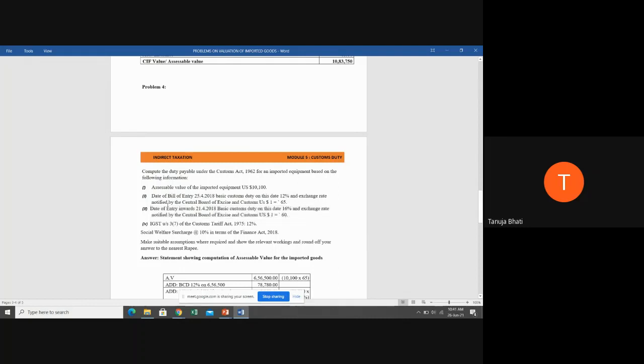So first we'll just discuss this one. Can you all tell me what is the rate of custom duty that I'm going to take? See, bill of entry date was 25th April and entry inward date is 21st April. The rate at the time of bill of entry is 12%. The rate at the time of entry inward is 16%. So what is the rate I'm going to charge in respect of basic customs duty? 12% or 16%? Yes, students, 12%. Why? Because which rate is to be applicable? Whichever is later.